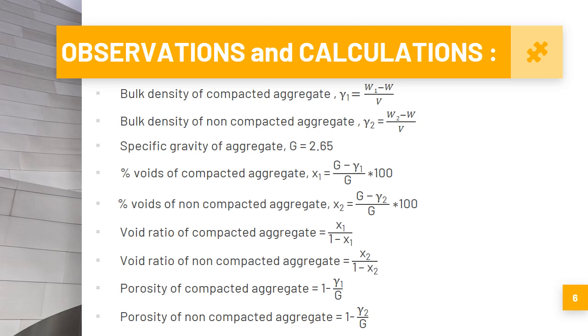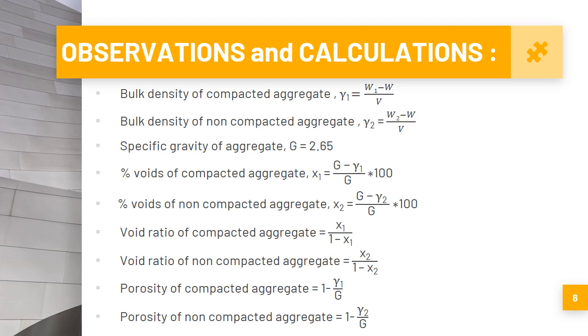Bulk density of the non-compacted aggregate is given by gamma 2, which is equal to (W2 minus W) by V. Here W2 is the weight of the non-compacted aggregate. The specific gravity of the aggregate is given by G, which is equal to 2.65, which is already given.